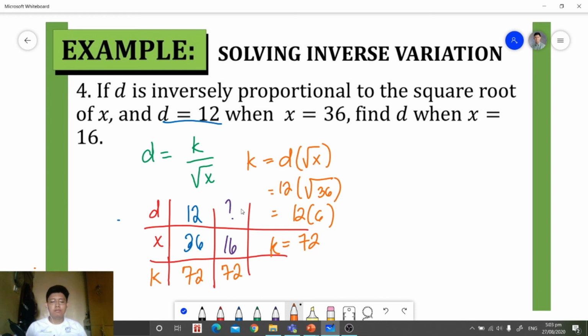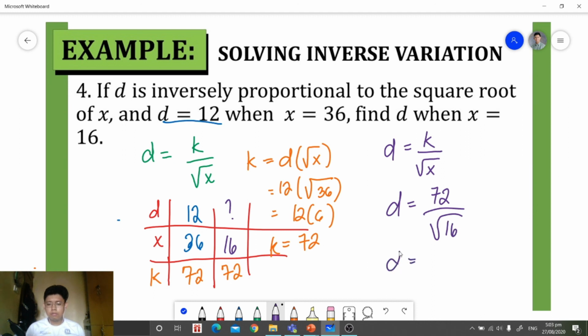Now let's solve for the value of d. In order for us to solve that d, we will use the same equation, d is equal to k over square root of x, by just substituting all the given. So we have d is equal to 72 all over the square root of 16, and the square root of 16 is 4. So 72 divided by 4, the value of d will be equal to 18, and that will be our final answer, or the value of d when x is equal to 16.